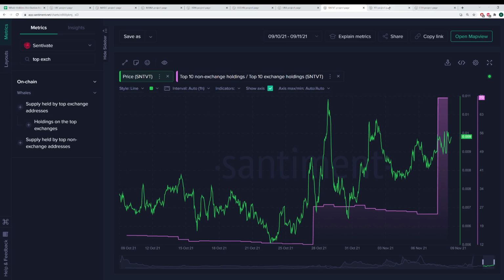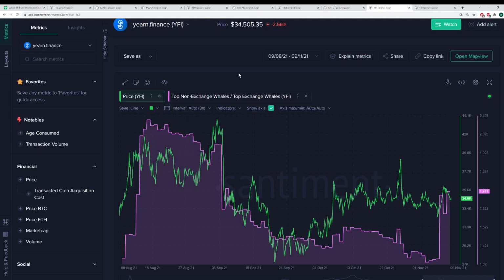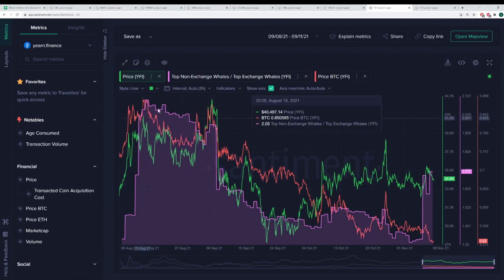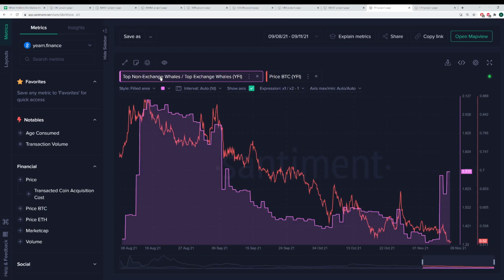A couple others to look at using the same metric would be Wi-Fi, where you can see this big spike that just occurred here. This one has seen quite a drop off, and Wi-Fi, if I change it to price by Bitcoin, take a look at that. So this is actually just Wi-Fi's price in relation to Bitcoin instead of just its raw price.